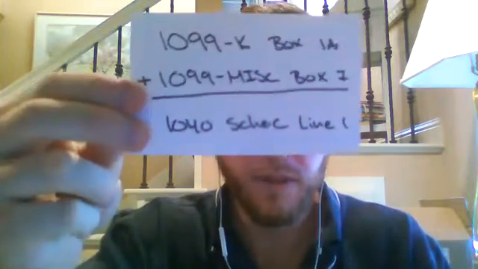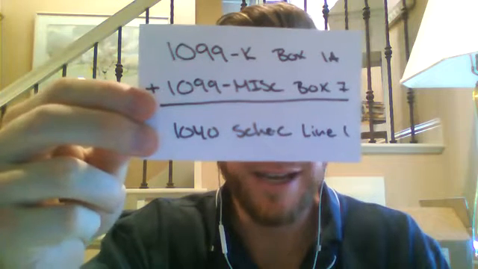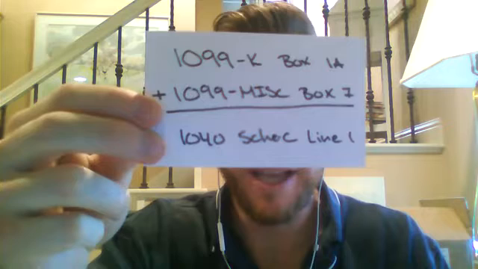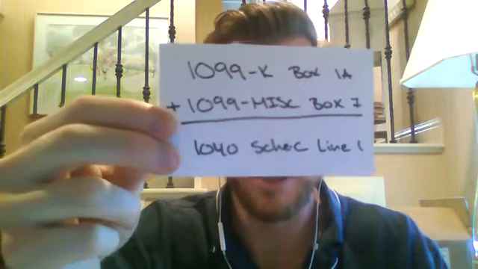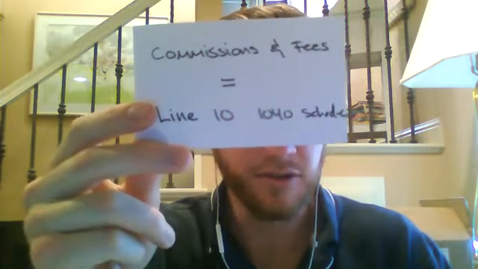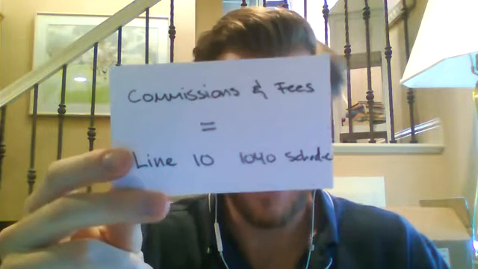So this is the formula that you need to know. 1099-K, box 1A, plus 1099-MISC, box 7, equals 1040 Schedule C, line 1, which is gross receipts or sales. Okay, and that's the total income that you had for the year as reported by Uber or Lyft. And then from the annual tax summary, commissions and fees, that's the answer to line 10 on the 1040 Schedule C. Okay, so that answers 2 questions on the 1040 Schedule C for us, which is this form.